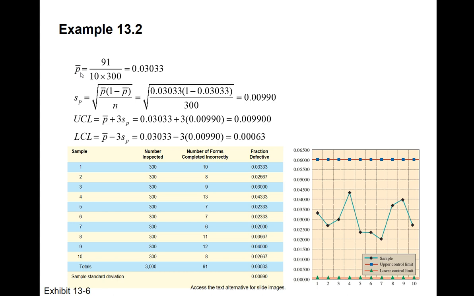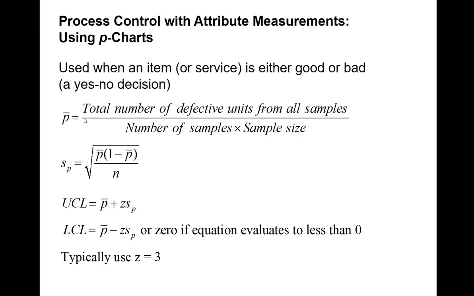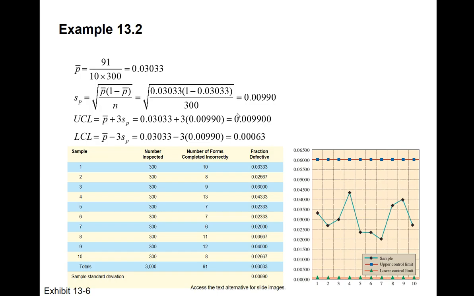So what is the number for P bar? The 91 here is the total defects. If we go back to here, 91 is the total number of defective units for all samples. So we just add 10 plus 8 plus 9 plus 13, 7, until 8 for the last sample, and we have 91. The total sample units we have is 10 times 300, which is 3000. So this is the P bar.